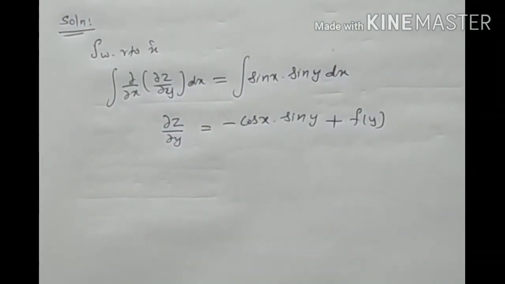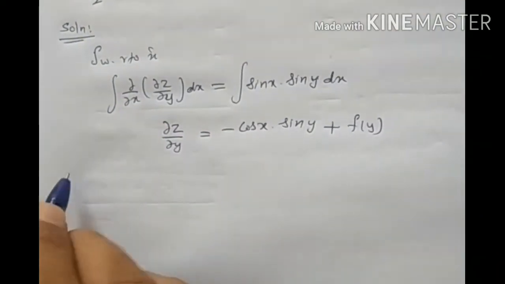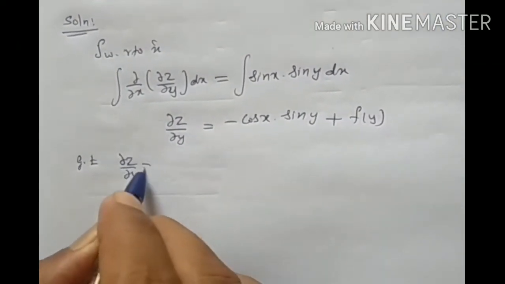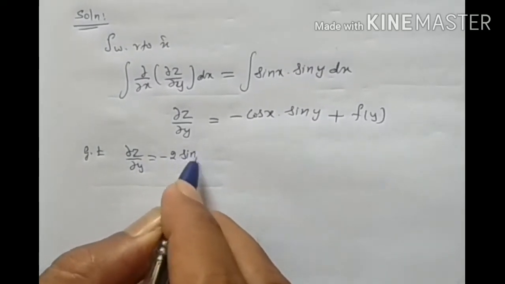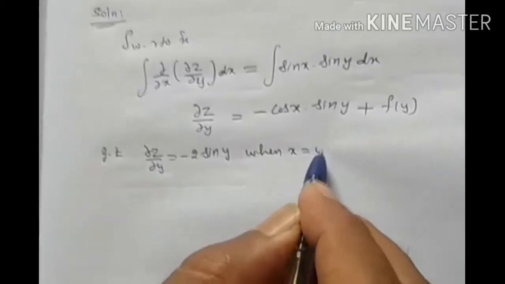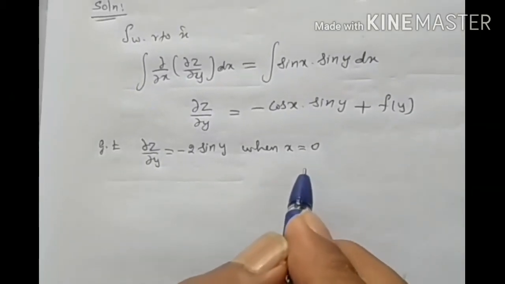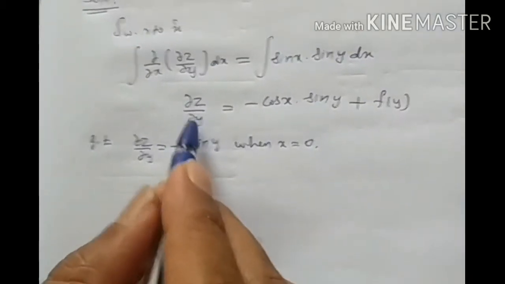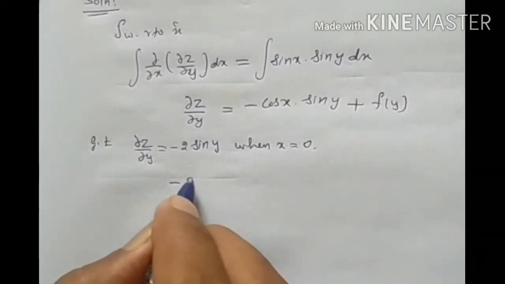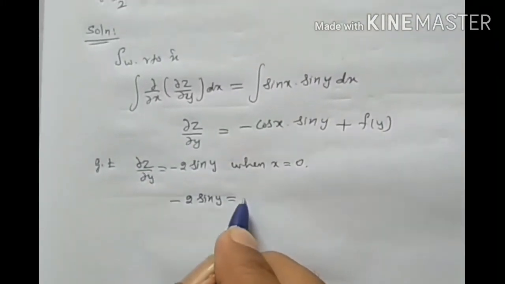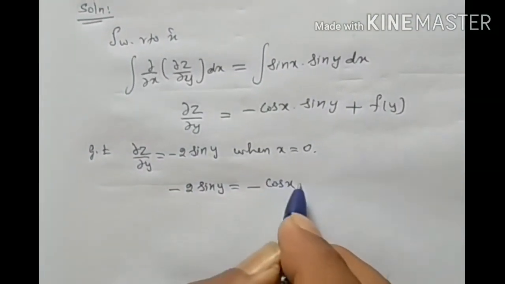Now it is given that ∂z/∂y is minus 2 times sin y when x is 0, as well as z is 0, but here z we need not substitute. So ∂z/∂y is what? Minus 2 times sin y equal to minus cos x into sin y.